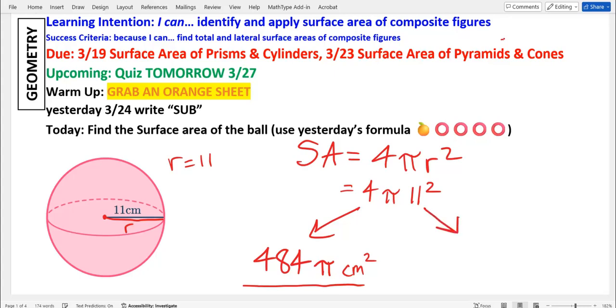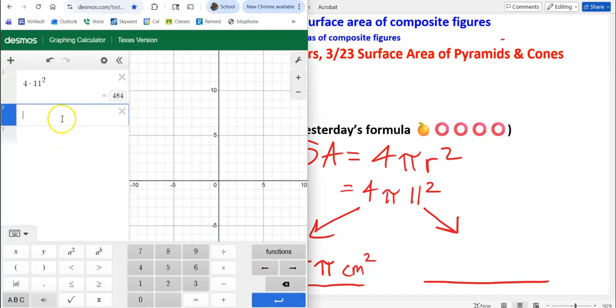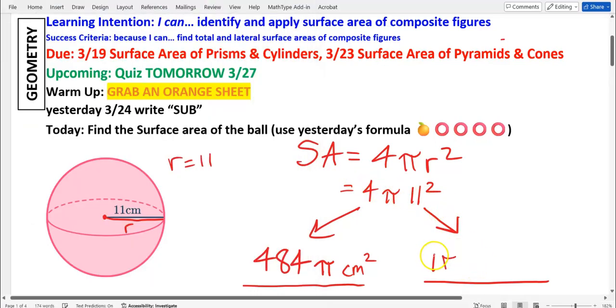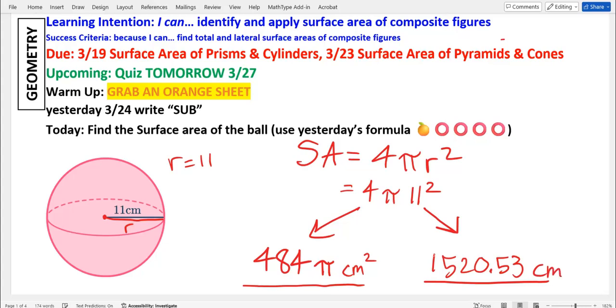What's the other way to write the answer? The other way is just to type the whole thing in, and it's definitely going to give you a decimal. So you can type that 484, and this time you're going to type the pi symbol, and now you have an ugly decimal, which is fine. 1520.53. Since I typed the pi, I'm not going to write the pi. I'm just going to put my units of measure, centimeters squared.